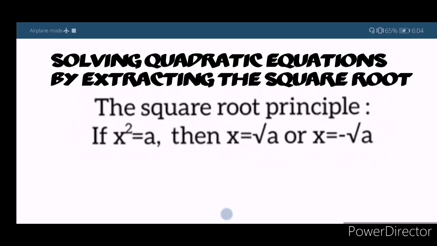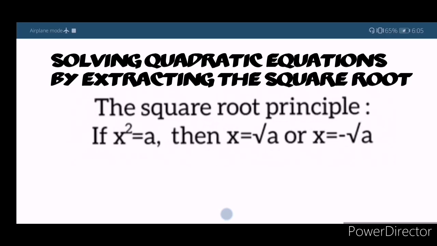So sabi sa square root principle, if x squared is equal to a, then the square root of x squared, which is x, is equal to the square root of a, or the square root of x squared is equal to negative square root of a.